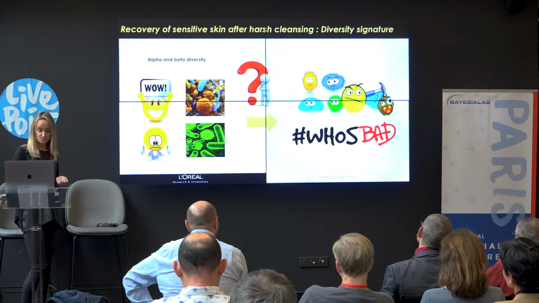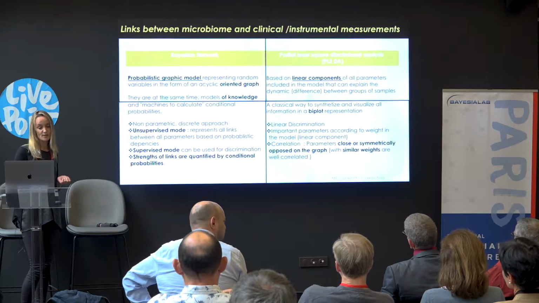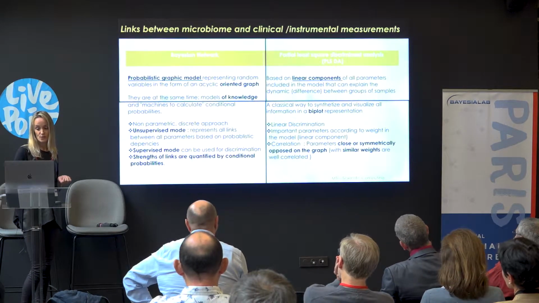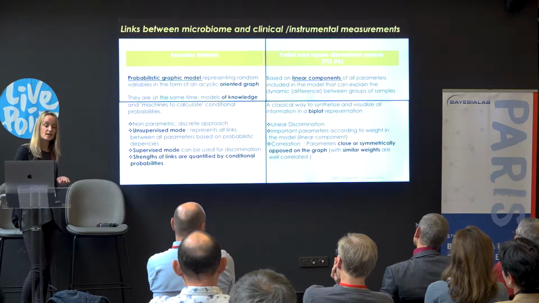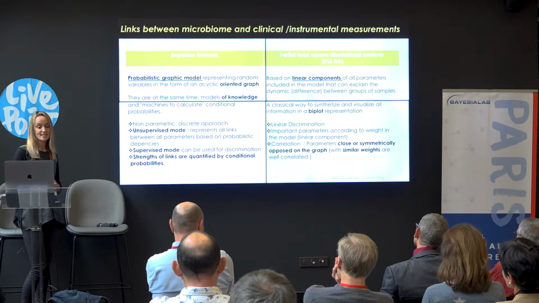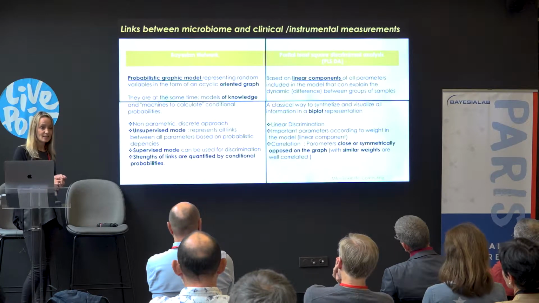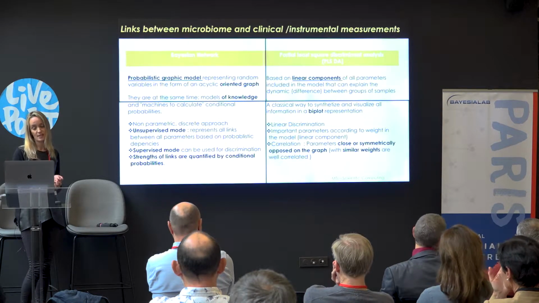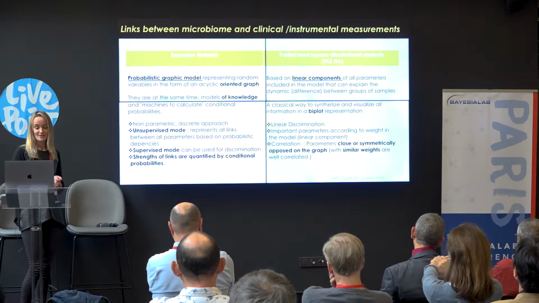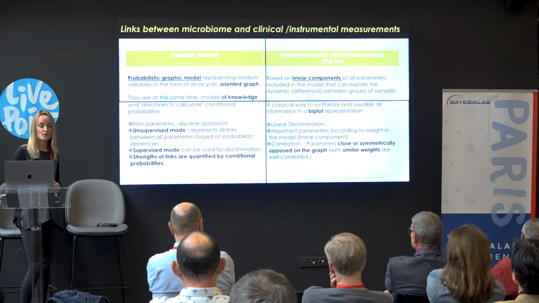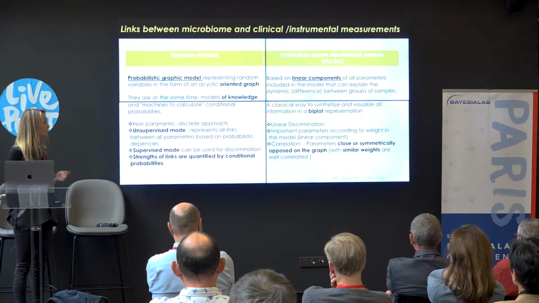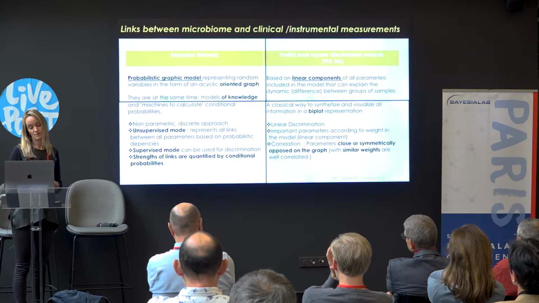So we decided to use different methods to do this, and we selected the Bayesian network and the partial least squares discriminant analysis, in the first instance, to have two complementary methods. The PLS is a very well-known methodology in the data scientist community, so that's why we decided to select it. It uses linear components to summarize all the parameters, and it's easy to visualize on the biplot. So for the interpretation, it sounds very good.